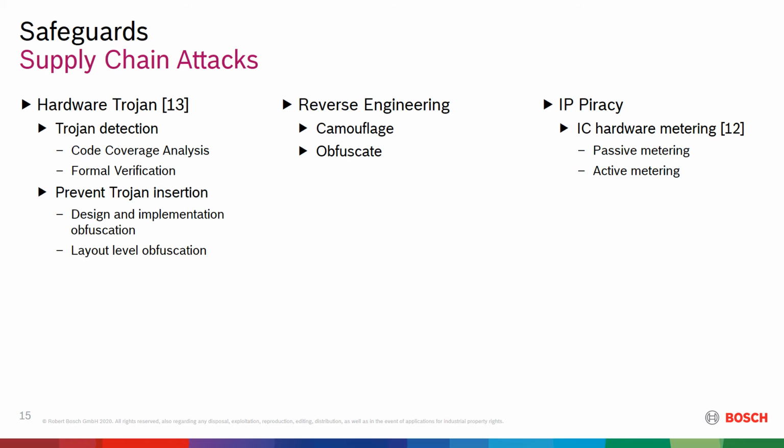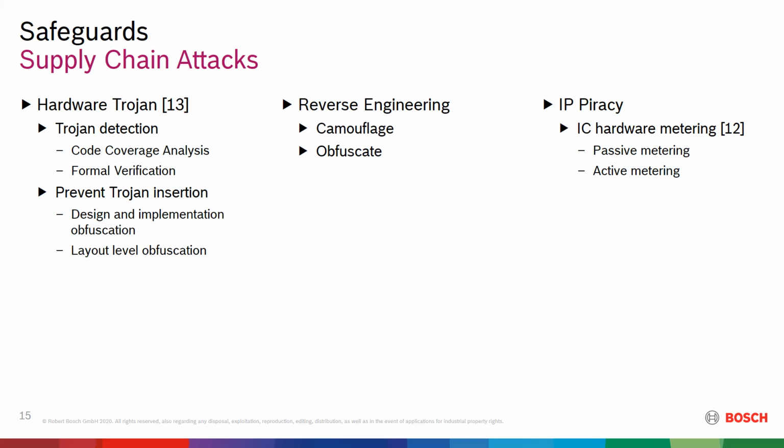This is the final part of my talk. What are the safeguards against supply chain attacks? There are two ways to either detect or prevent a hardware Trojan. You could use something called code coverage analysis, which is the percentage of lines of code that have been executed during the functional verification of the design. This would give you a quantitative measure of the completeness of the functional simulation of the design. If there are some lines of code that have not been executed, then you could conclude that this could be malicious.